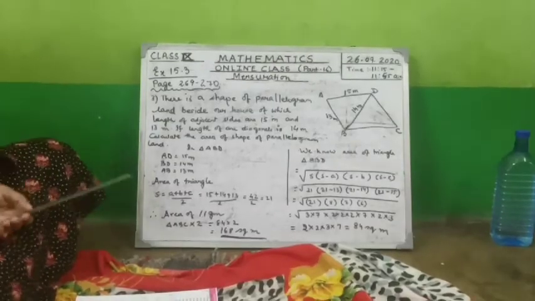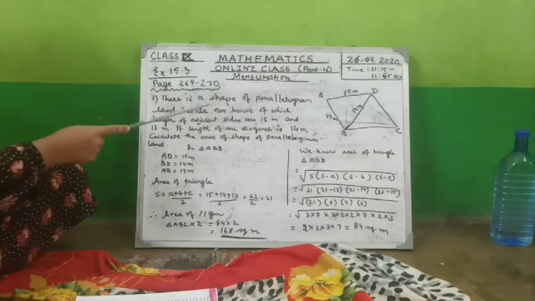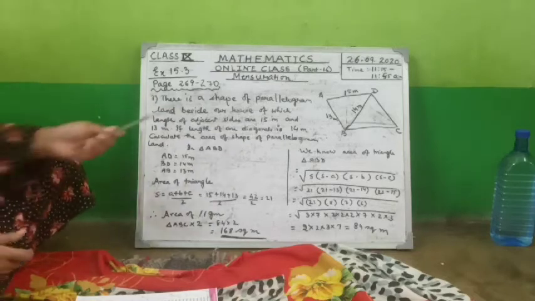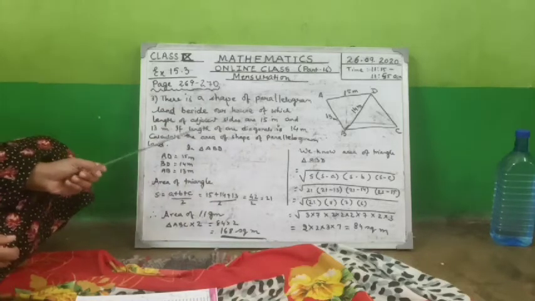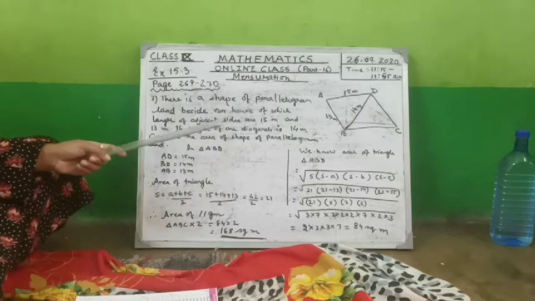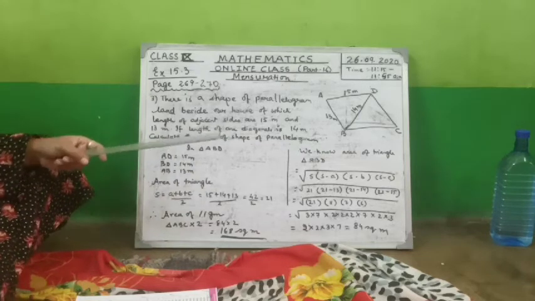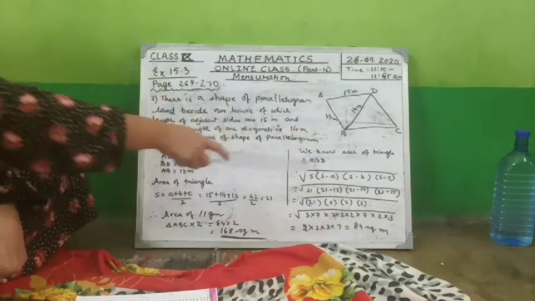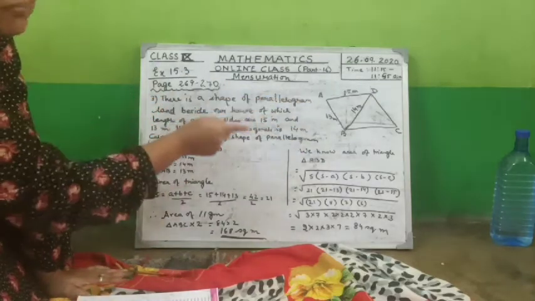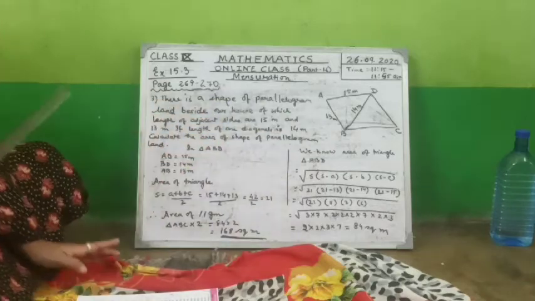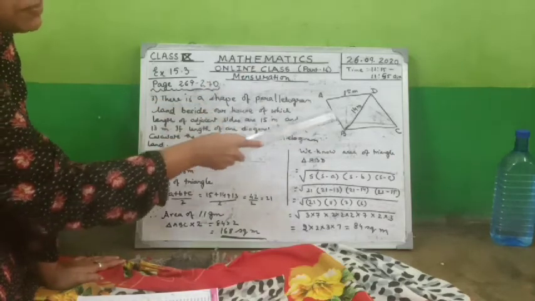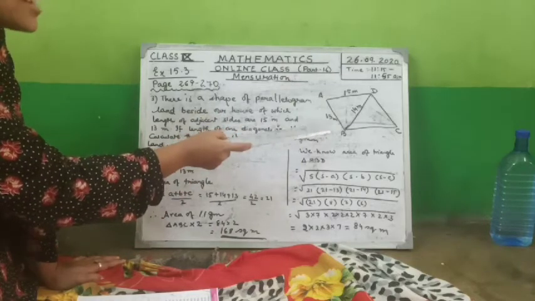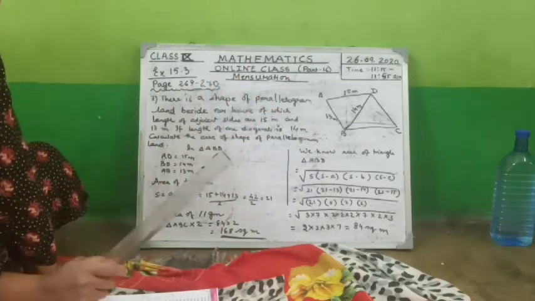Now the third sum. There is a shape of a parallelogram land beside our house, of which the lengths of adjacent sides are 15 meter and 20 meter. So adjacent sides. So this is the parallelogram land. I have drawn it rough-handed, so the figure is not very perfect, but it can make you understand. So the adjacent sides are 13 and 15 meters.